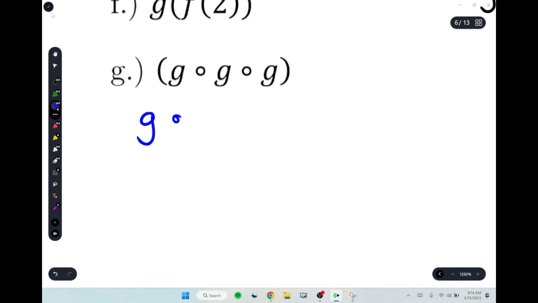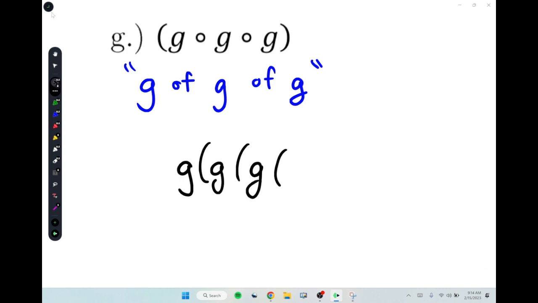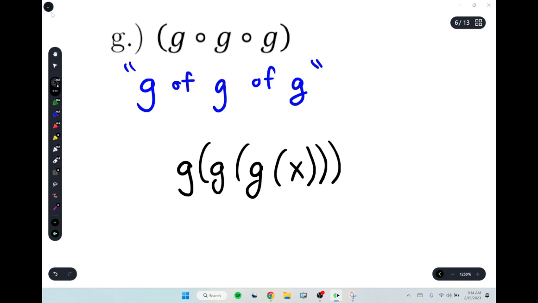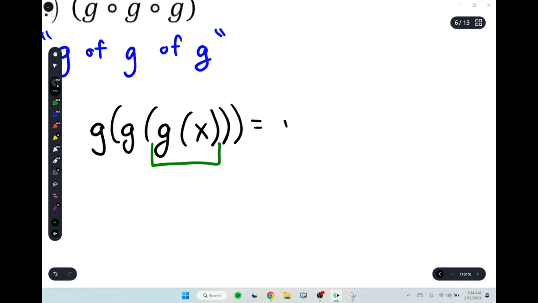This says g of g of g. This is just technically what it means. Mathematically what it means is g, big old parentheses, g, big old parentheses, g. Close it up. You know what goes inside of the third one? And then how many parentheses do we need to close it? One at a time. What is g of x, green style? x minus 3. g of green, x minus 3. Everybody cool with that?